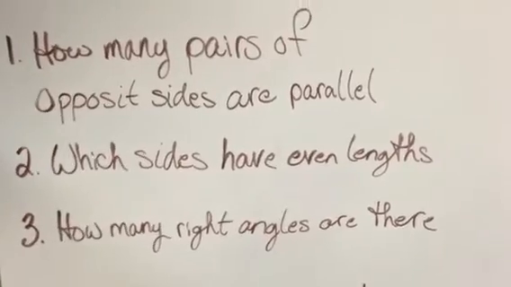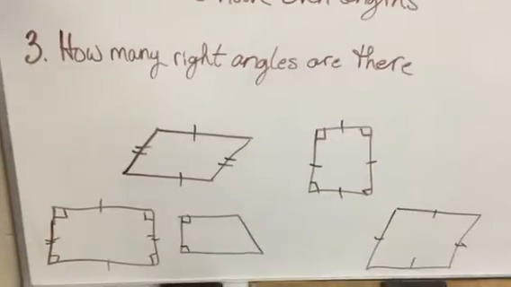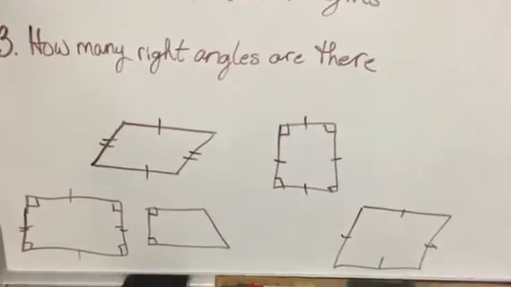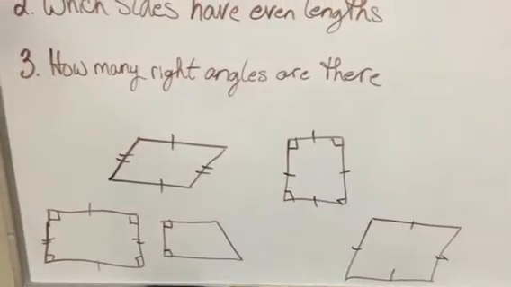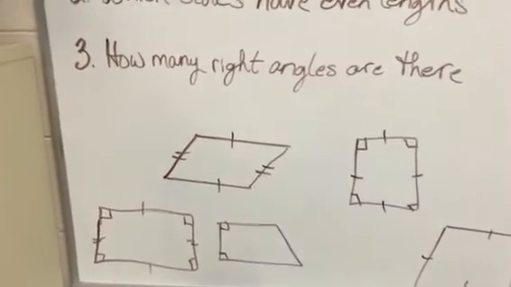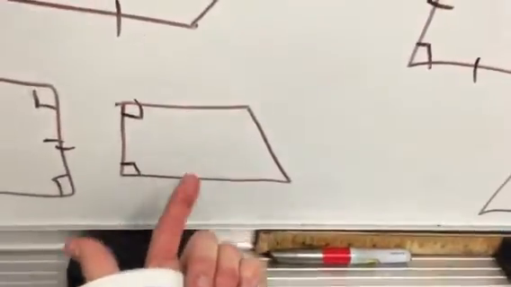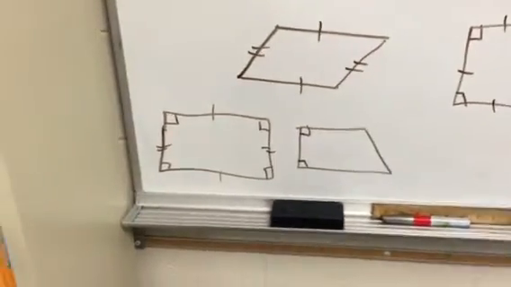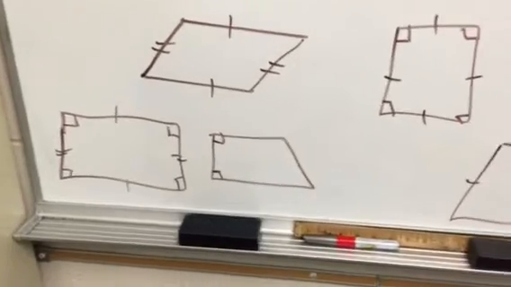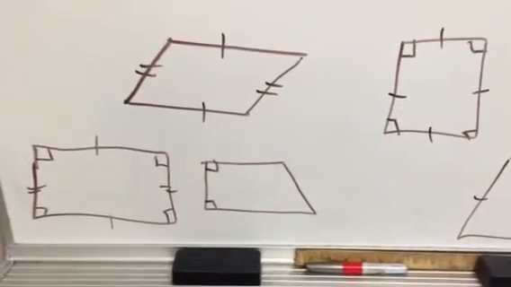So let's take a look at some pictures that I drew down here and look at the differences between them and see how we can answer some of these questions when we look at them. So first, let's look at the trapezoid right down here. A trapezoid has exactly one pair of parallel sides. In this case, it's the top and the bottom.